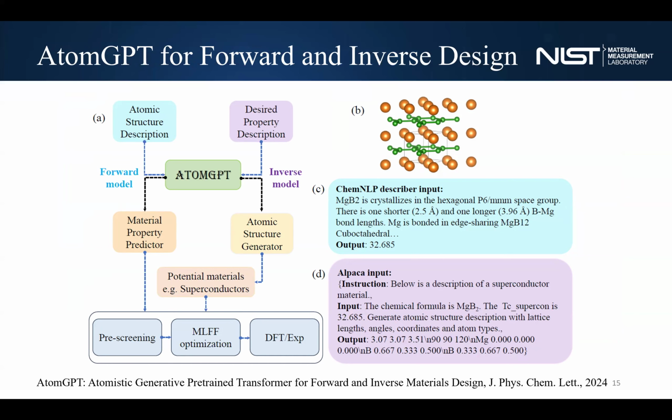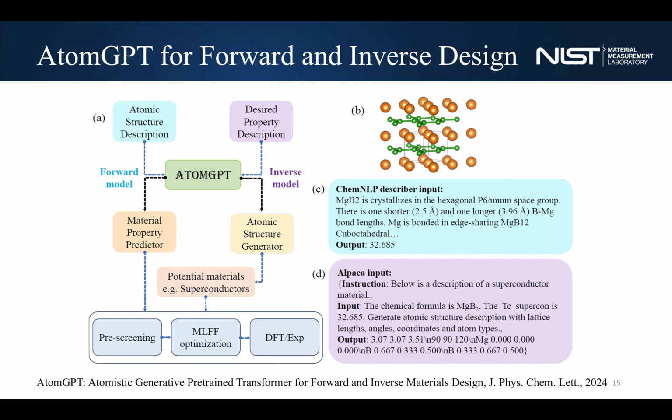Now, the inverse method is where you say here is a format called Alpaca. So here we describe my superconductor material. This is my formula. This is a superconducting transition temperature we want. This is DFT based, of course. And then I want to generate the lattice length and angle and coordinate and atom types, and it will generate for you this kind of structure with length, angles, and the element types and their coordinates. And this is both text to text mapping.